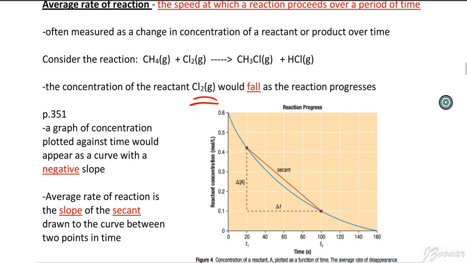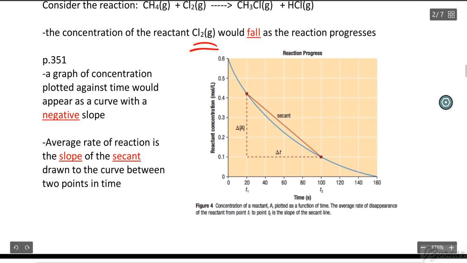Now, in order to determine the average rate of this line, we need to take the slope of this curve, and so we take the slope of the secant. We choose 2 points on the curve, draw a straight line, and then calculate the slope between those 2 points. This represents the average rate of reaction.